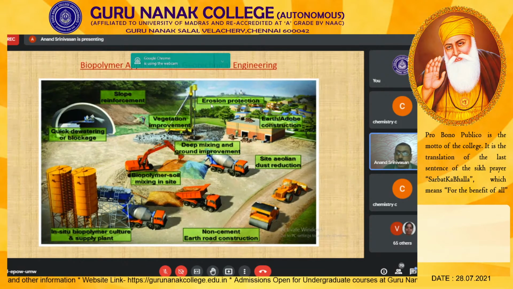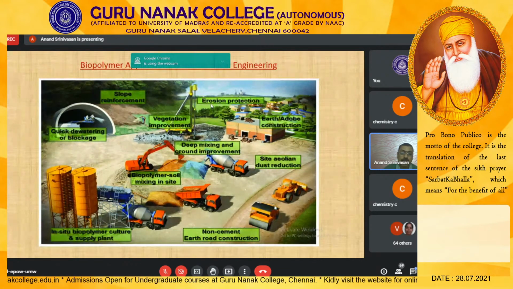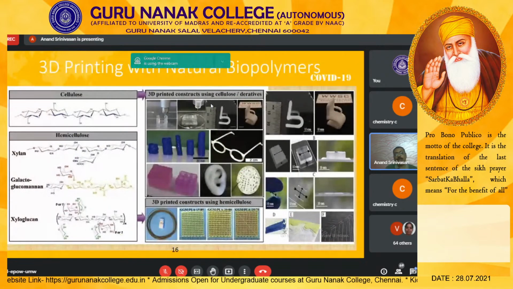Then they are used for earth and adobe construction. Then demixing and ground improvement can be possible. Biopolymer soil mixing in situ is also possible. Then site aeration, dust reduction. Since you are using biopolymer, obviously it leaves no CO2. There is a phenomenal reduction in the air pollution as well. And in situ biopolymer culture and supply plan can be realized, and non-cement earth road construction material can be realized from biopolymers. And 3D printing, this is another fascinating area.